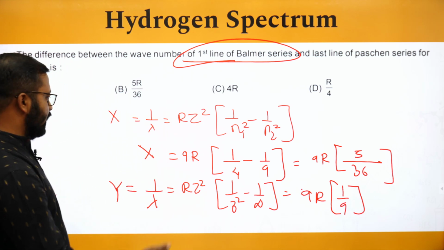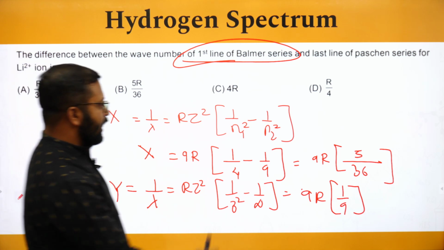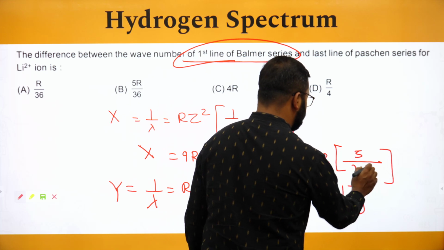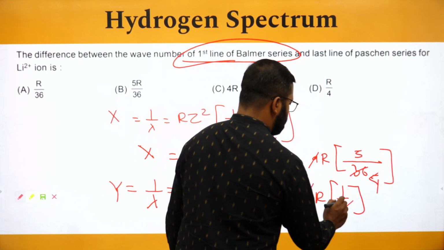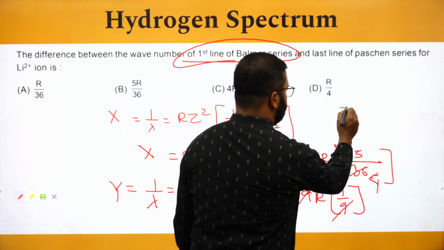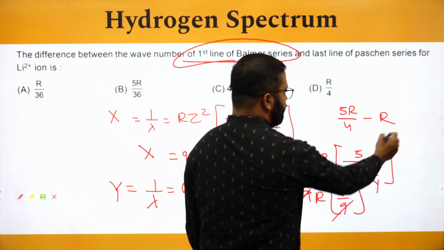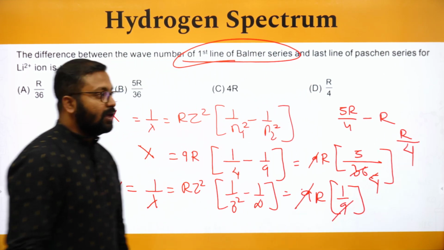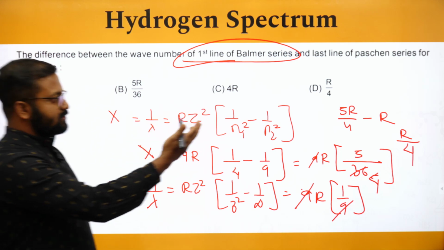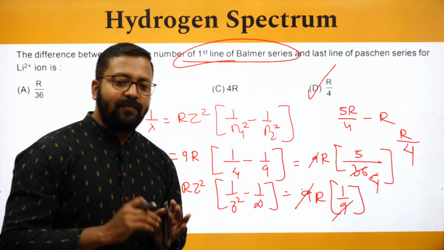So I have to calculate the difference between the two, so x minus y. This will be 4, this will get cancelled out. So 5R by 4 minus R will be R by 4. What will be the right answer, guys? D. The right answer is D.